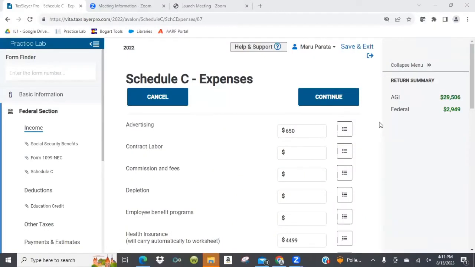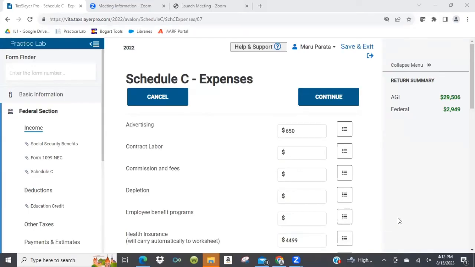Maru is eligible for the self-employed health insurance deduction. He reflected on his Schedule C worksheet Medicare supplement costs of $1,800, but he also has Medicare premiums of $1,979 and dental insurance premiums that he told us about during the interview for another $720. So his total self-employed health insurance deduction is a total of $4,499, which I have entered here. You can refer to the Schedule C advanced video for more information on this deduction.